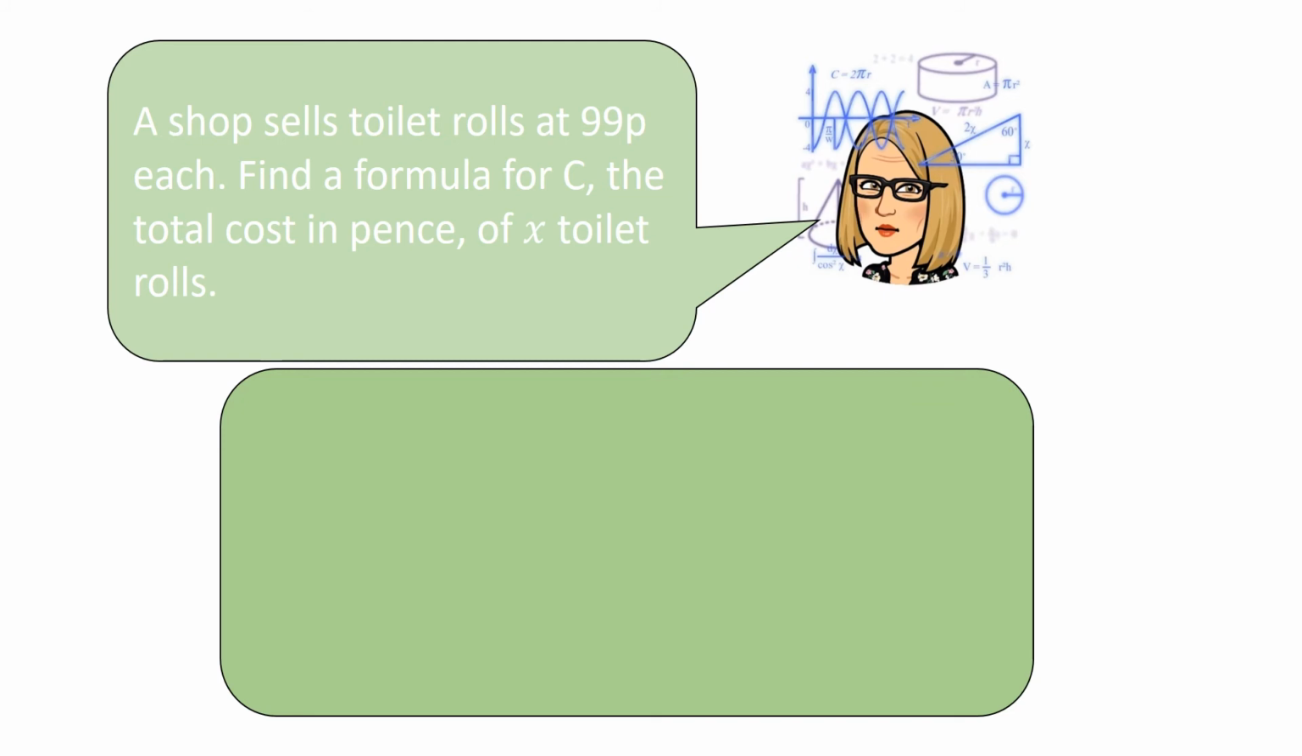A shop sells toilet rolls at 99 pence each. Find a formula for C, the total cost in pence, of X toilet rolls. Okay, so this is a formula where my answer is going to be C, the total cost. So C equals the total cost in pence of X number of toilet rolls. Well, I know that 1 toilet roll is 99p. And I'm buying X number of them. So I would do 99 multiplied by X to find the total cost.